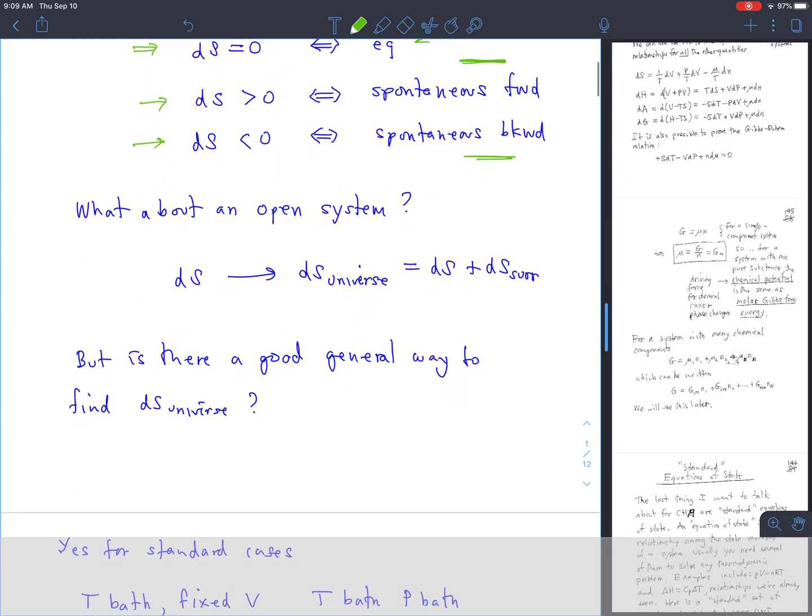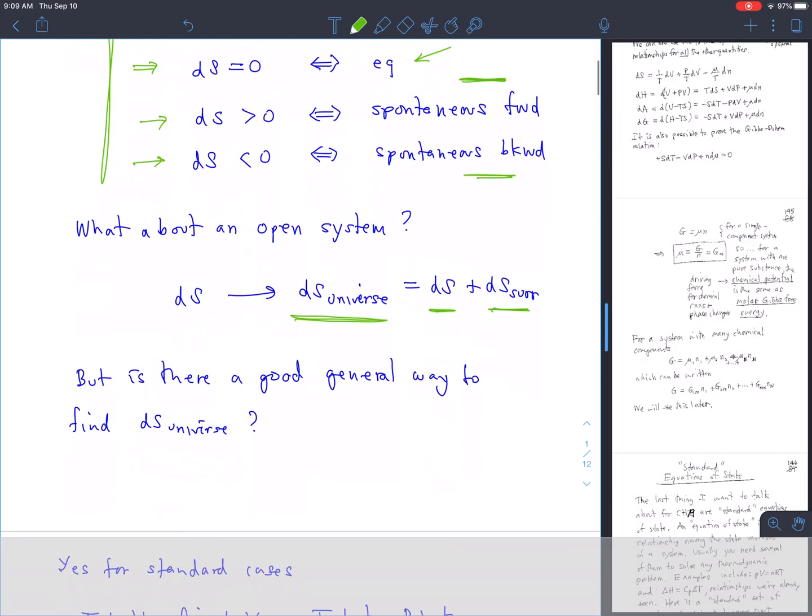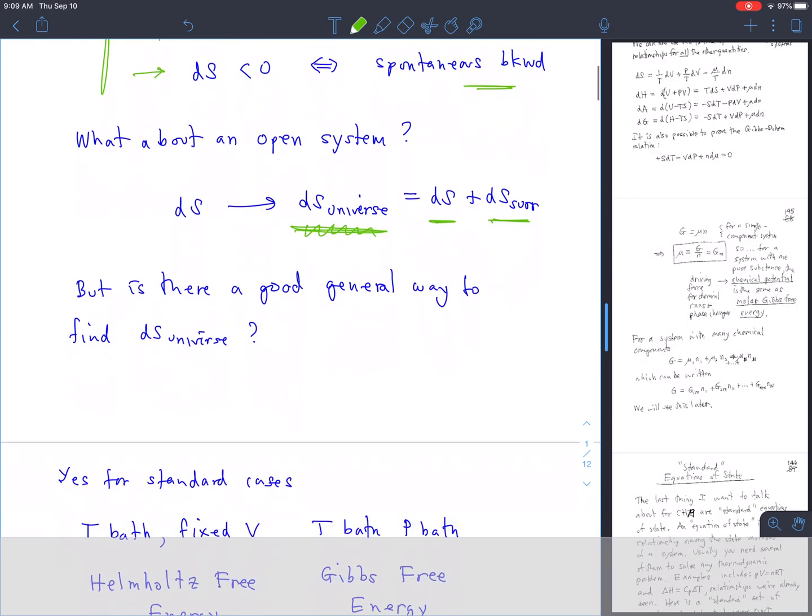What about for an open system? We haven't talked very much about that so far, except to point out that if the system is open, the second law still applies. It's just that it's the entropy change for the universe that we have to look at. That is the sum of the entropy change for the system and the entropy change for the surroundings. All the rules above apply.